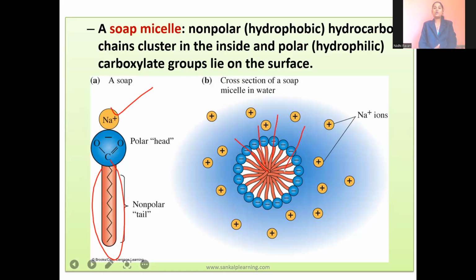Okay, a soap micelle. It is a non-polar hydrophobic hydrocarbon chain cluster in the inside. These are hydrophobic clusters in the inside, and polar carboxylate groups lie on the surface. So charges lie on the surface, hydrophobic ends lie inside. They group together inside. This is called a soap micelle.